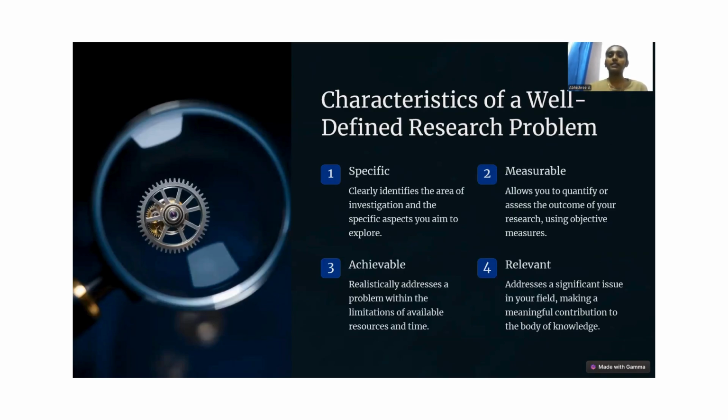Characteristics of a well-defined research problem: specific, measurable, achievable, relevant. Specific clearly identifies the area of investigation and the specific aspects you aim to explore. Measurable allows you to quantify or assess the outcome of your research using objective measures. Achievable realistically addresses a problem within the limitation of available resource and time. Relevant addresses a significant issue in your field, making a meaningful contribution to the body of knowledge.